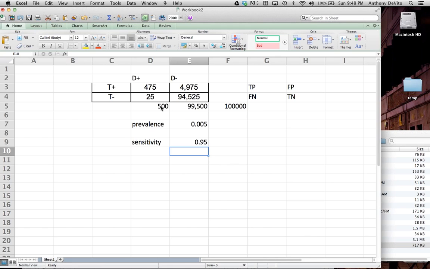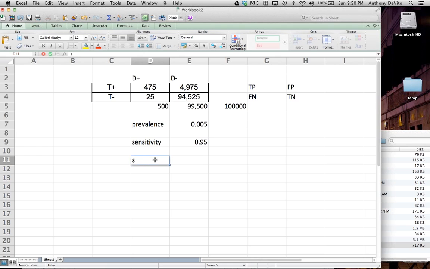If we tested 1,000 people who we know have the disease, 950 of them will be correctly identified, 50 will be incorrectly diagnosed as negative. Okay, so it's 95% accurate at doing that.